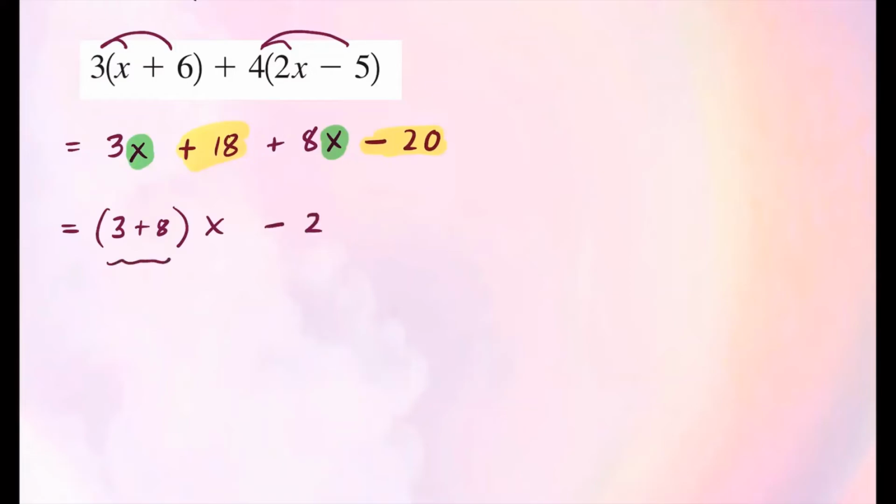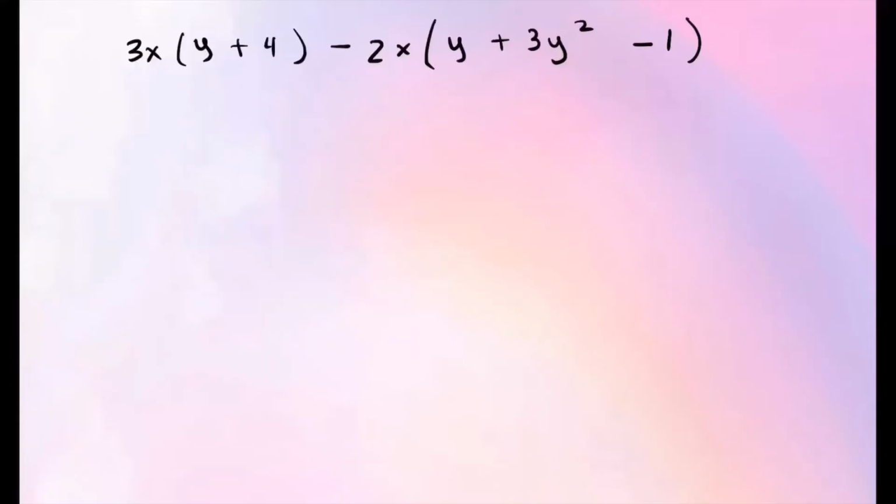Now here I can add these up, and that'll give me how many x variables I have. This is 8 plus 3, that's 11x minus 2. So again, here you see there are no more like terms. Negative 2 is a constant, 11x has x in it, so this will be the final answer for this problem. So here's our last example. We are doing the same thing, expanding and combining like terms.